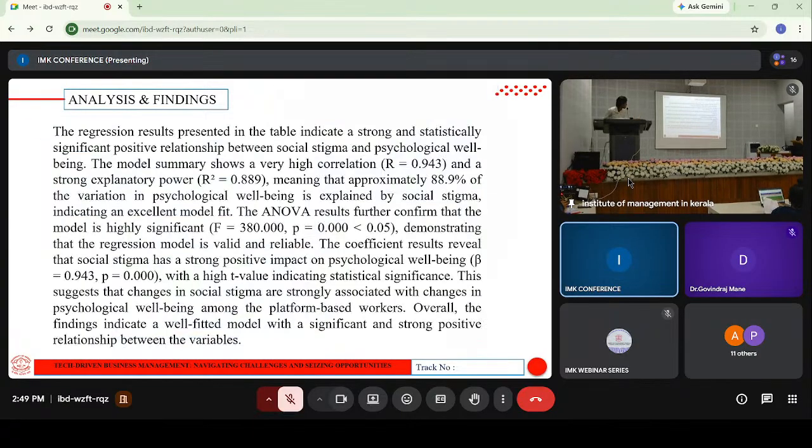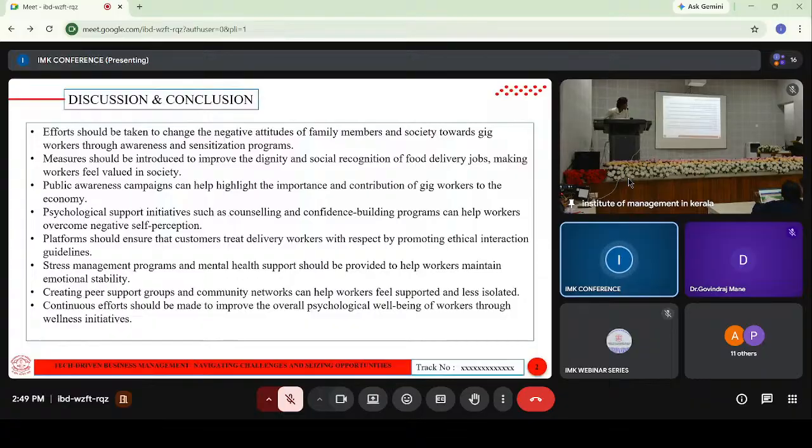And the discussion and conclusions. Psychological support initiatives such as counseling and therapy sessions need to be taken in order to support the psychological well-being and mental health of gig workers, and a lot more other discussions.